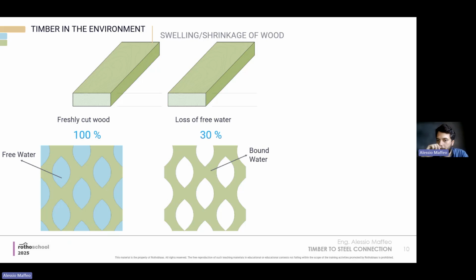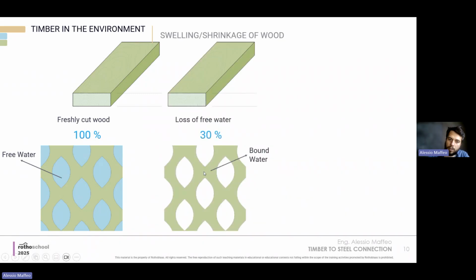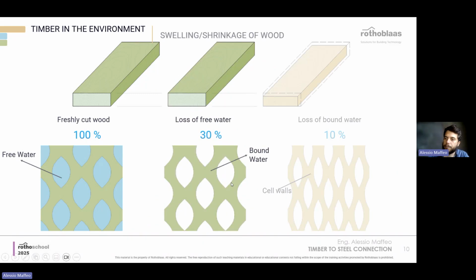And this explains this concept a bit better, right? 100%, there is water both in the fibers and also in the empty areas. 30% is only bound water. 10% of moisture, we have a bit of water only in the structure.